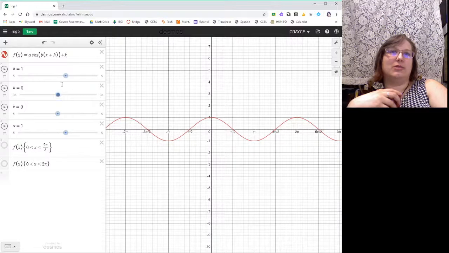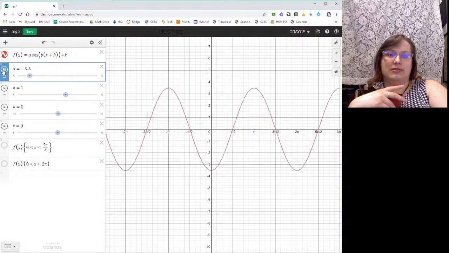Okay, so h is normally 0, b is normally 1, k is normally 0, and a is normally 1. So that's usually how it goes. So, one more time. I'm going to do them in order. Move up. There we go. A and then b and then h and then k. Okay, great. So a stretches it out.